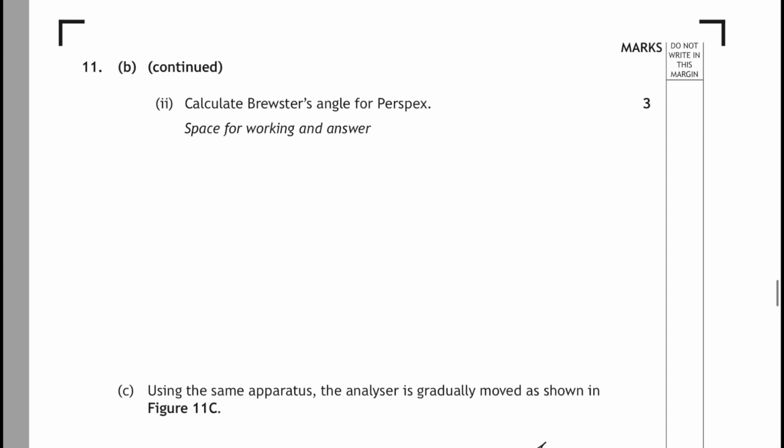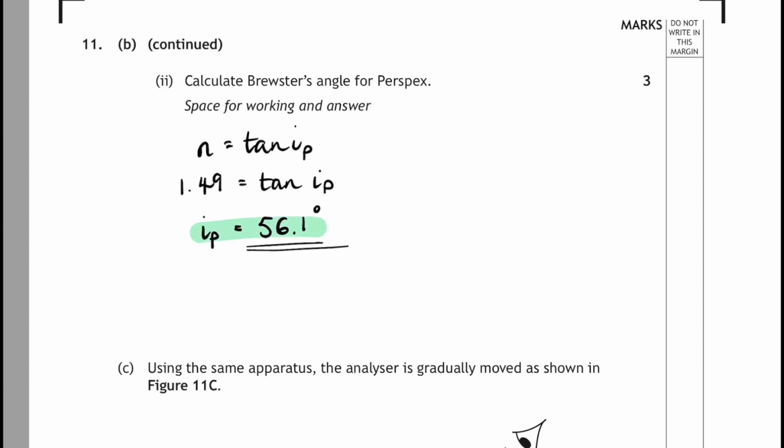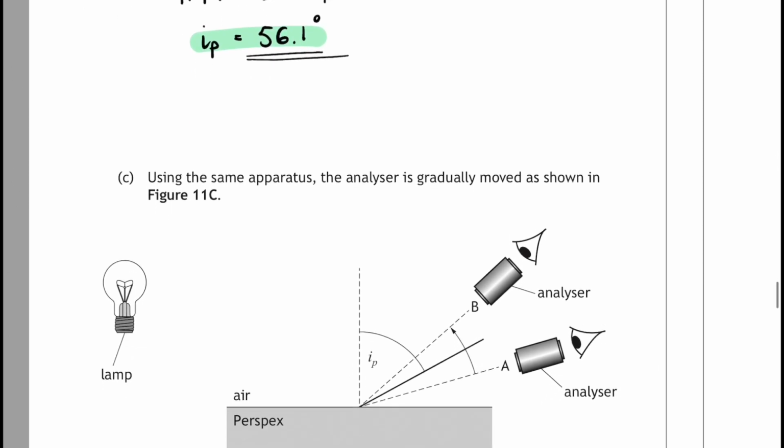Calculate Brewster's angle for perspex. So straight to your relationship sheet. n equals tan IP, where n is the refractive index of the material and IP is Brewster's angle for that material. And if you look up perspex on your datasheet, it's got a refractive index of 1.49. And if you do shift tan of 1.49 on your calculator, that gives you a Brewster's angle of 56.1 degrees. And I'm going to 3 significant figures there because the refractive index is to 3 significant figures.